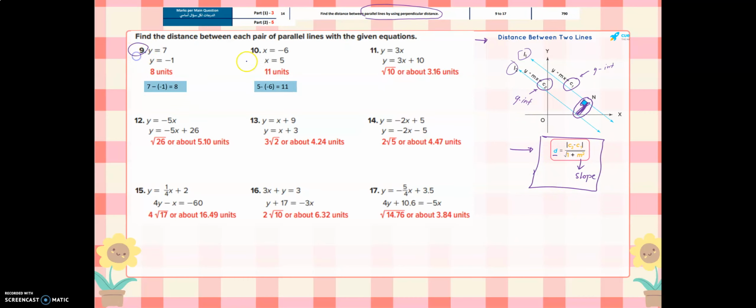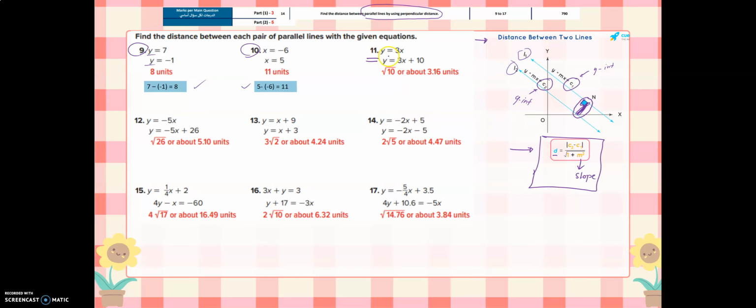So for number 9 and for number 10, as you can see here, the y-intercept are given, okay? And then the x values are given, so the solutions are already given here. So try to figure out, these are very straightforward. And for number 11, let's try it by using this formula.